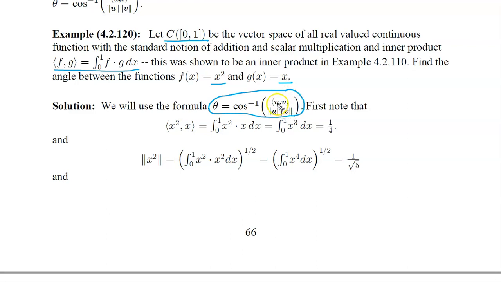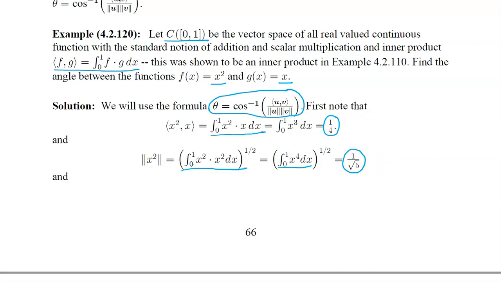So we have to calculate the inner product of x squared with x, and that is right here. So that's just the integral from 0 to 1 of x squared times x. That turns out to be 1/4. And then we need to evaluate the norm of x squared and the norm of x. So the norm of x squared is going to be this quantity right here. Notice x squared times x squared. Take the integral, right, and then to the 1/2 power. This integral right here turns out to be 1/5, and so you take the square root, so 1/√5.